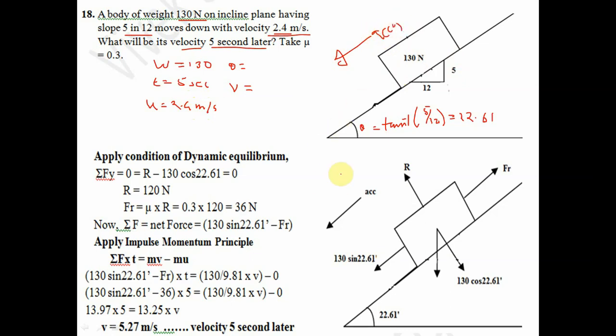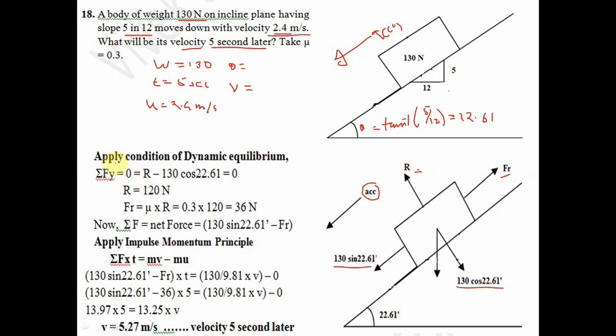So if you draw the free body diagram here, this is the block, the acceleration downward. Okay, this weight is resolved into 130 sine 22.61 and 130 cos 22.61. This is a frictional force in opposite of acceleration. This is normal reaction R. Now the free body diagram is complete.